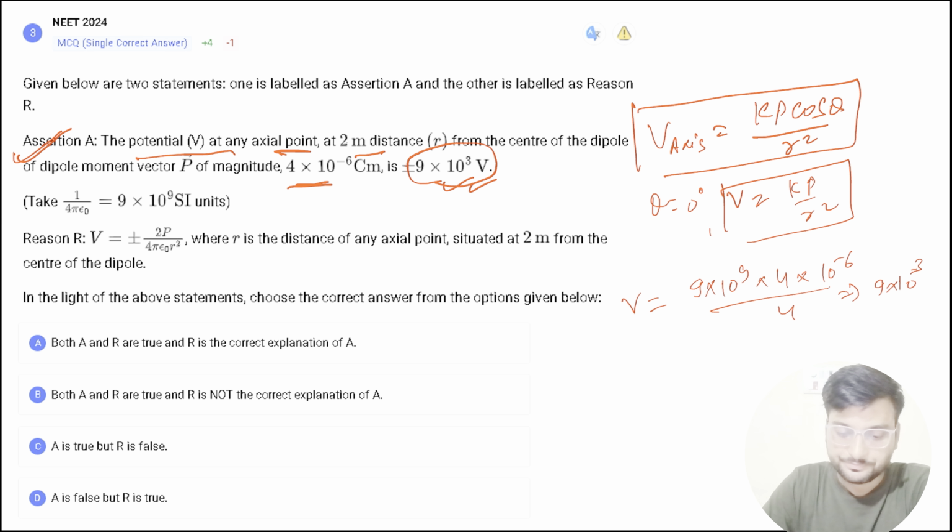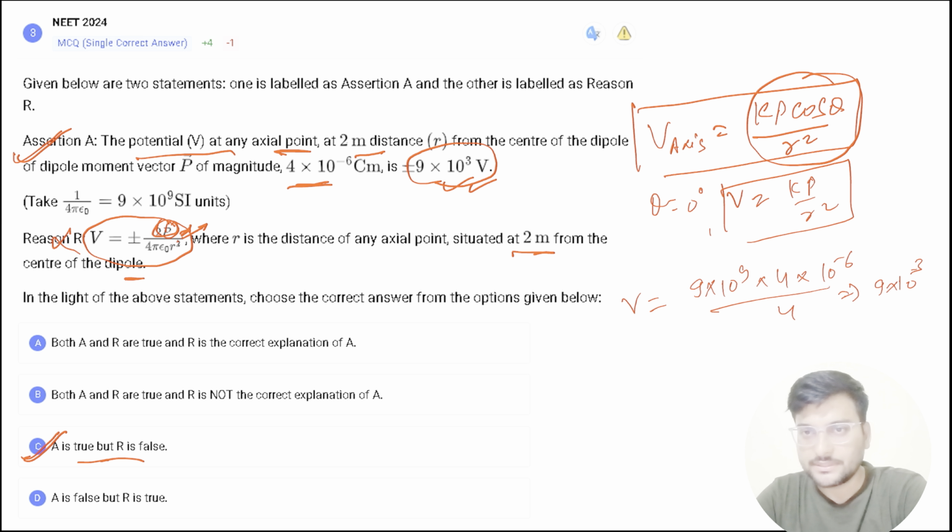Now what about the reason? The reason says that the potential is this. But the formula of potential, children, is not like that at all. 2p is never in the formula. So this is already wrong, and they say that the dipole, no, this is wrong. So we can say that option number C is correct, because according to the formula, it is this only, not 2p. 2p is never here, right? So we can say that the formula is wrong.